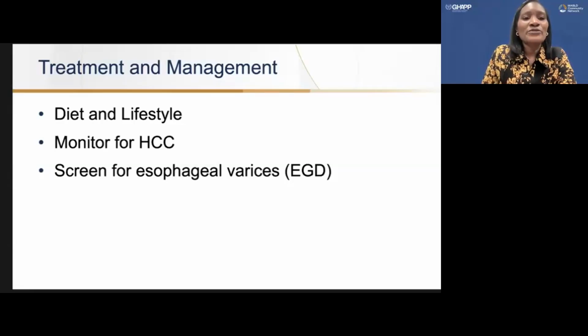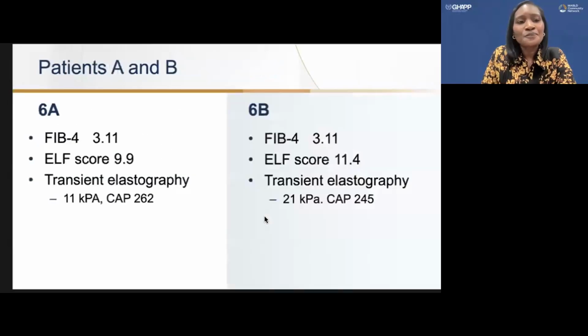And then, as Wes said, screen for varices with EGD and screen for HCCs through MRI or abdominal ultrasound. You can also consider a non-selective beta blocker in these patients with suspected esophageal varices as well.